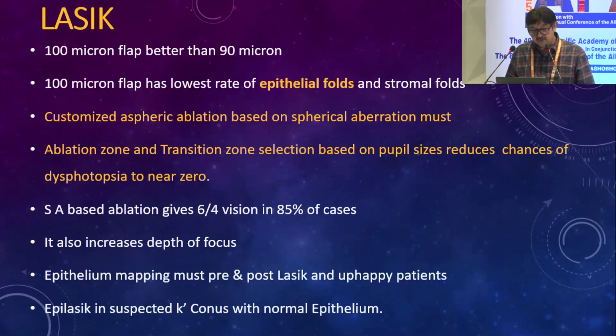A spherical aberration based ablation gives 6/6 vision in 85% of the cases. It also increases depth of focus. Epithelial masking pre and post LASIK is done for unhappy patients. I started doing epiLASIK in some of the keratoconus suspected patients with normal epithelium.